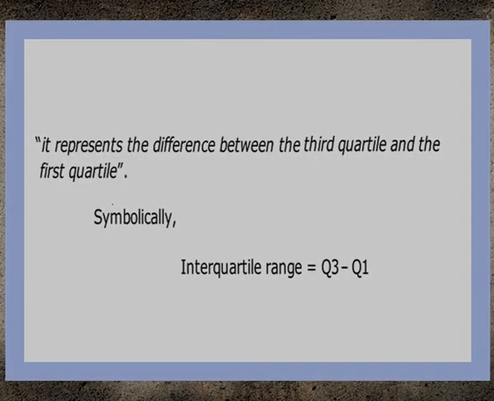The interquartile range is a measure of variability based on dividing a data set into quartiles. In other words, it represents the difference between the third quartile and the first quartile. Symbolically, interquartile range is given as Q3 minus Q1.